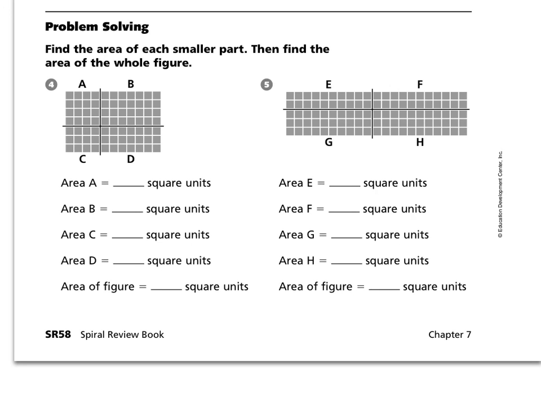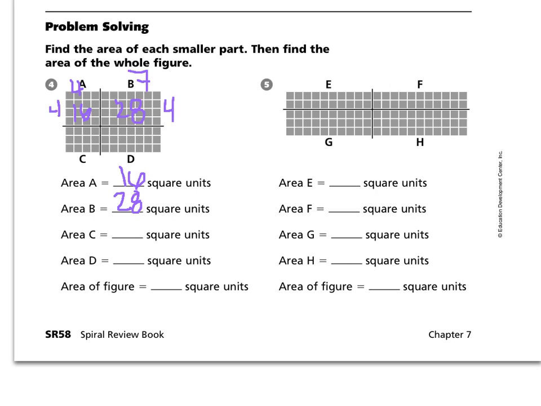We're going to find the area of each smaller part, and then we're going to add it up together to find the whole figure's area. So first off, we have different arrays. For number 4, we have letter A, which is a 4 by 4. I know that that's 16. And then letter B is a 4 by 7, which would be 28. Go ahead and write those in.